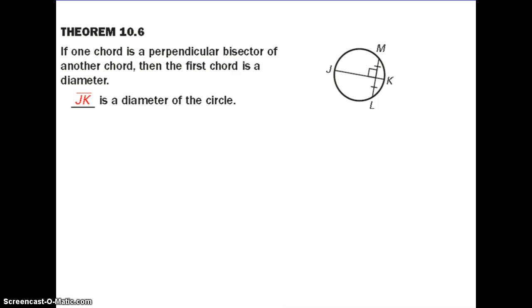Now the converse of this is true. If I know that the chord has been cut in half at a right angle, then that means that line JK must be a diameter and it must pass through the center of the circle. So JK must be a diameter if it cuts a chord in half at a right angle.